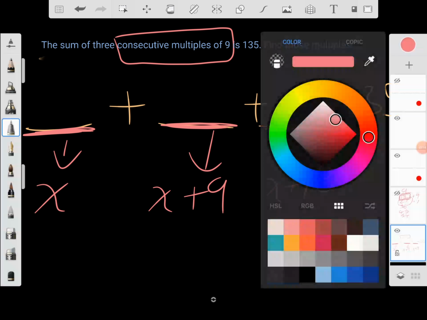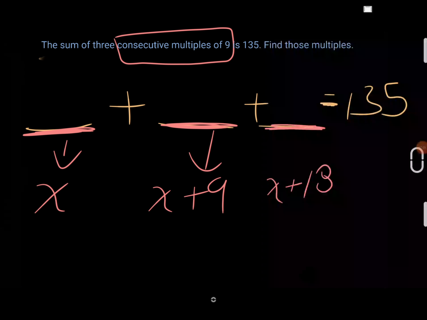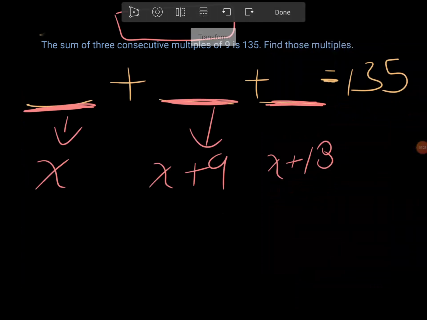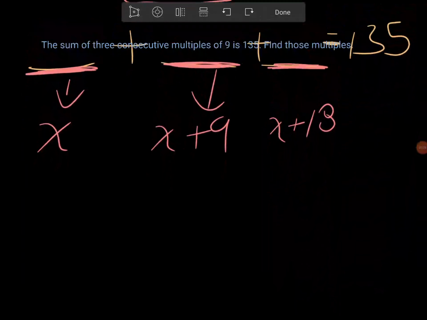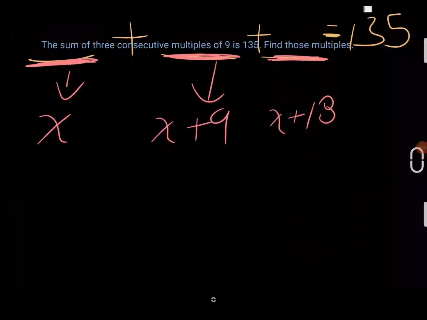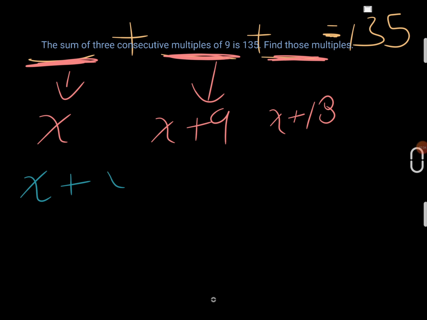Phew. So we can move on. So now what the question says is we need to add these things. So the sum of these 3 things gives us 135. So let us add x plus 9 plus x plus 18 is equal to 135. Okay, let us solve this.